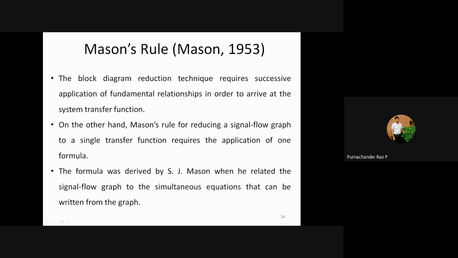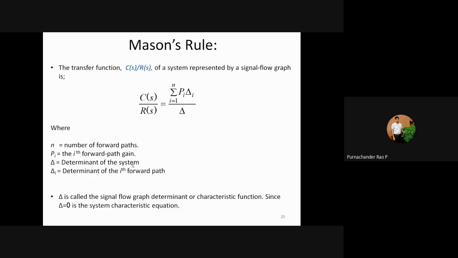Mason's rule. Okay, this was developed by S.J. Mason. So this is used to find the final transfer function of any system. So this rule is defined like this. It will come in the exam compulsorily: explain Mason's rule. Then after that there will be a problem. So just note this. The transfer function of any system is given by C of S by R of S.